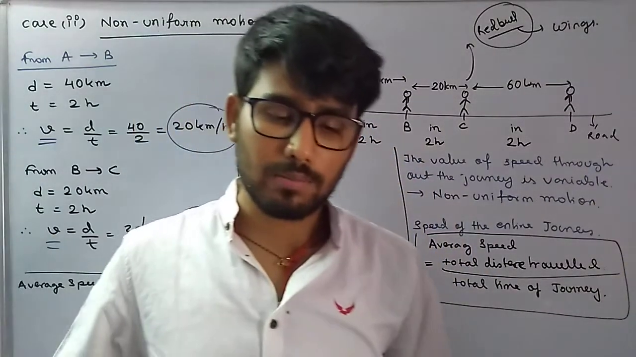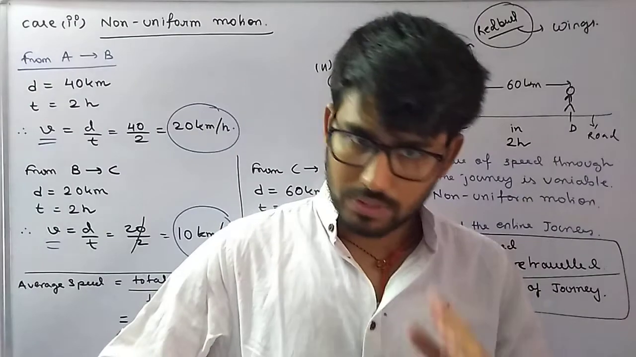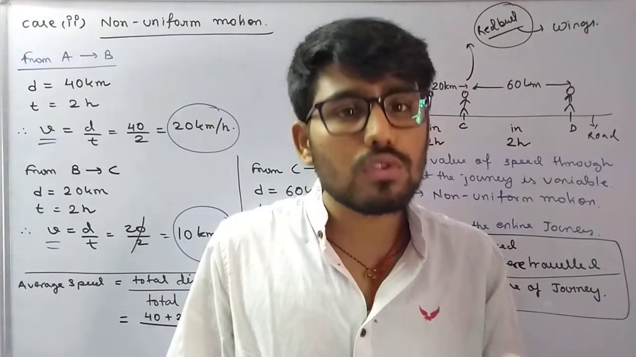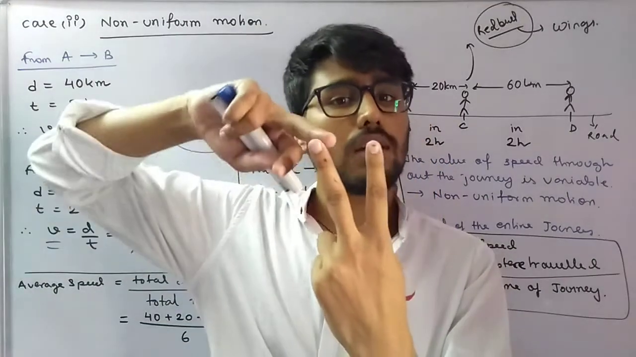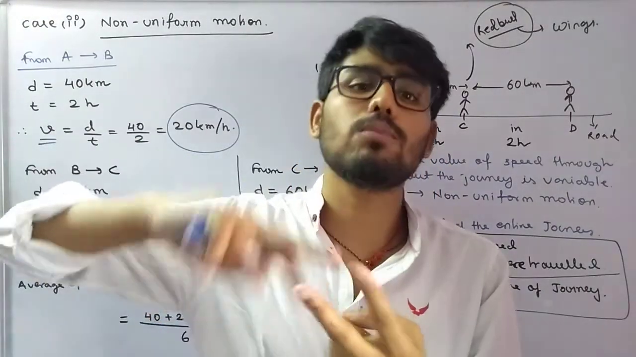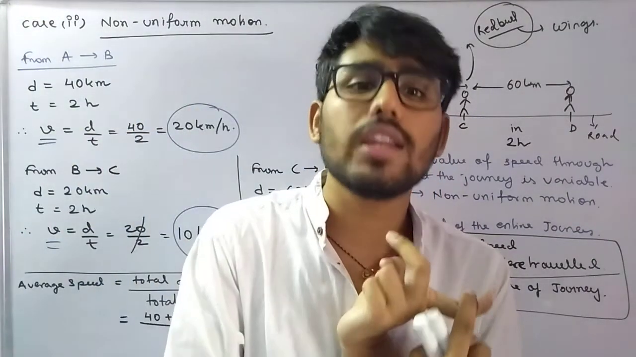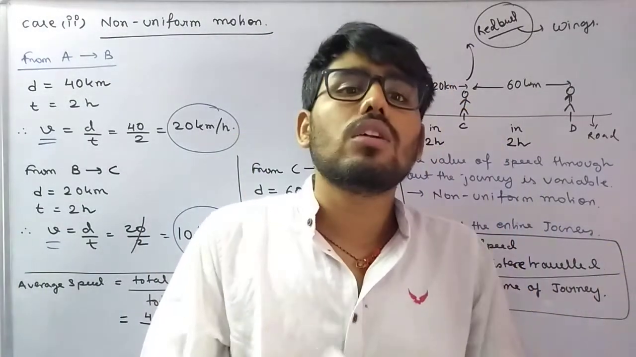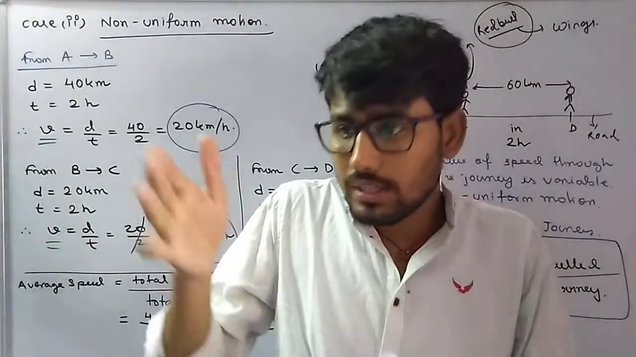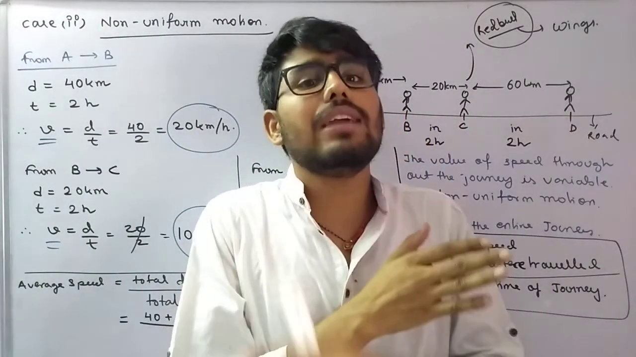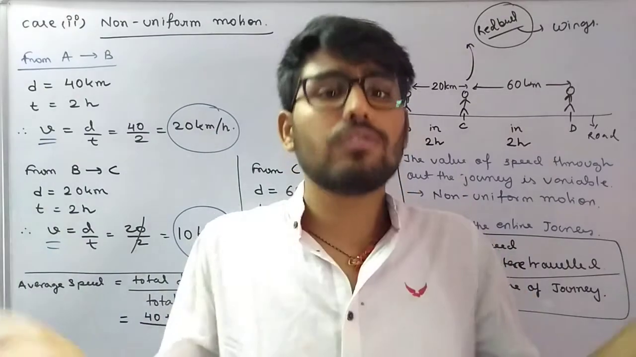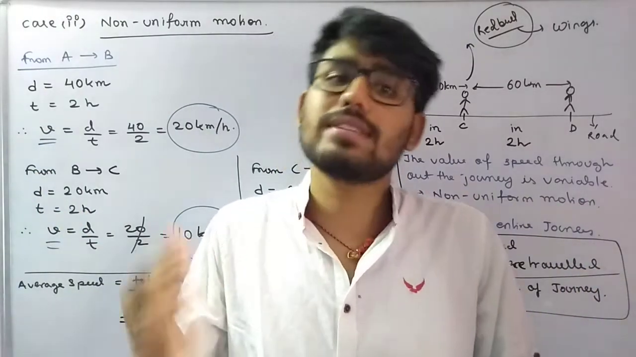So I'll give a brief summary of what we did today. We wanted to study different types of motion. Depending upon how a body moves, motion can be classified in two categories. If the body covers equal distance in equal interval of time, we say the body is in uniform motion. If it covers unequal distance in equal interval of time, that is non-uniform motion. For uniform motion, the speed is the same every instant of time. Hence, the speed of the journey or the average speed will be the same.